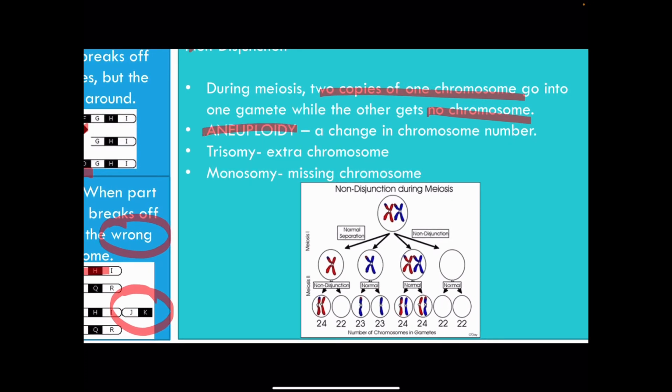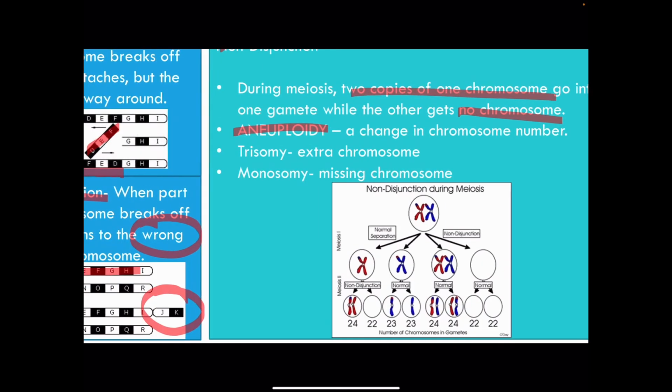Now, aneuploidy just means that the chromosome number has changed. So a cell resulting from non-disjunction wouldn't have the normal 46 chromosomes, okay? Well, 23 chromosomes because we're dealing with gametes. It might have 22 or 24.